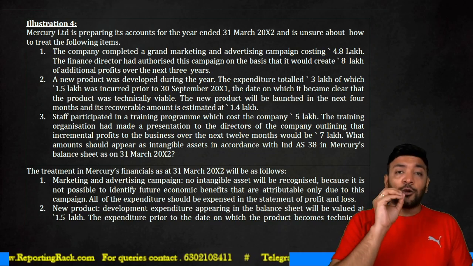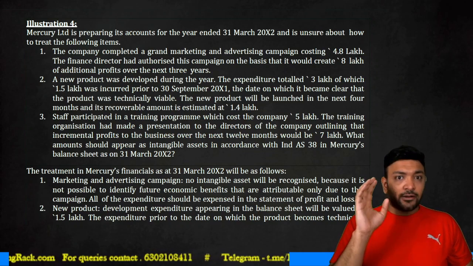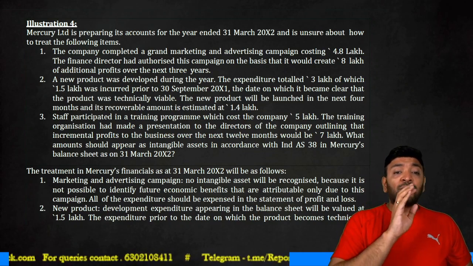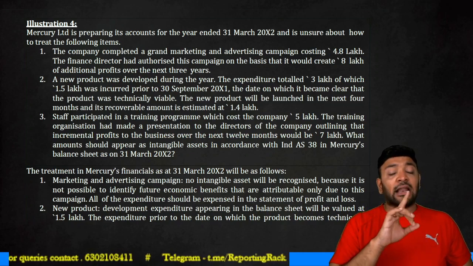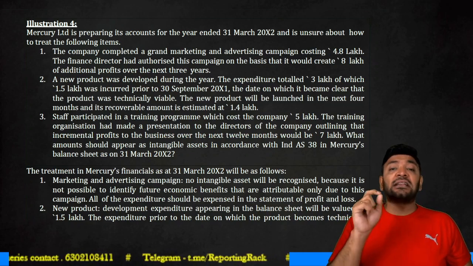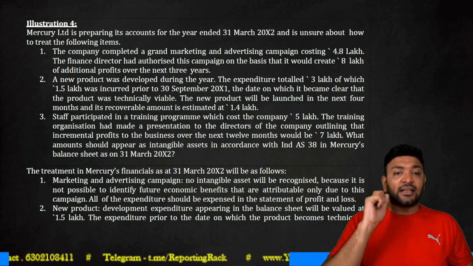So 1.5 lakhs which was incurred prior to the date on which technical viability was established, you have to be charging it to P&L because such expenditure relates to research phase. Out of 3 lakhs, 1.5 lakhs is charged to P&L. The balance 1.5 lakhs relates to your development phase which is eligible to be capitalized.